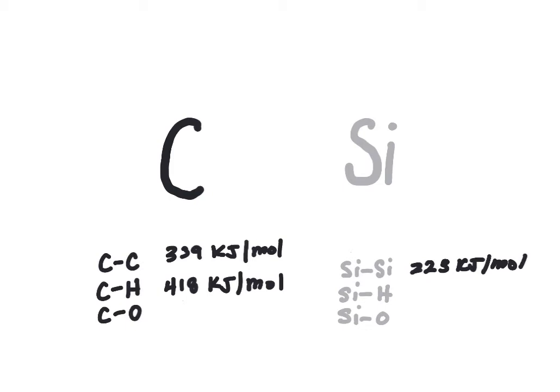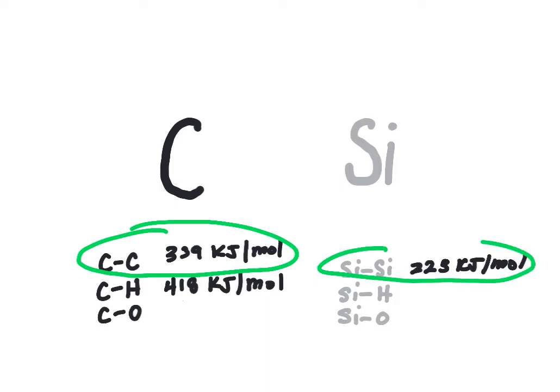So if you look here, you can see that the strength of a carbon-carbon single bond is 339 kilojoules per mole, whereas a silicon bond is 223 kilojoules per mole. So as your textbook states, bond strength goes a long way in forming stable molecules.